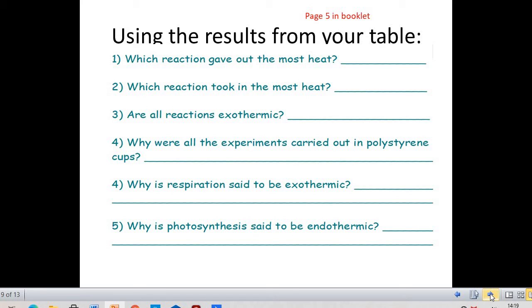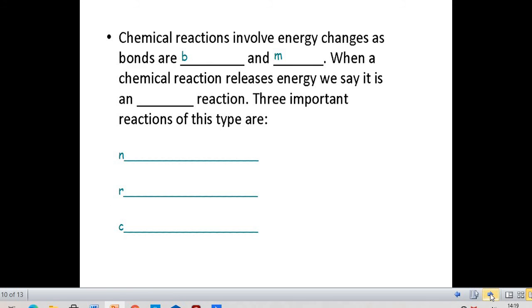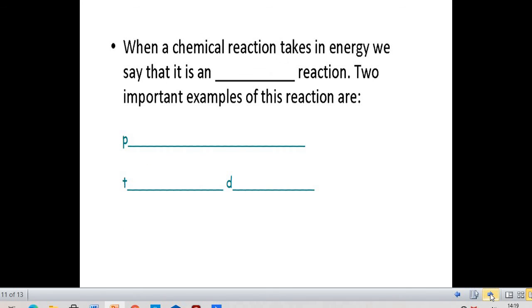This is page 5 in your booklet. So from the results table that you've just filled in after watching the exo-endo video, you can answer those questions. And then try and fill in the blanks here. Now when a chemical reaction takes in energy, we say that it is a blank reaction. Two important examples of this reaction are, and you've got a choice there, two.